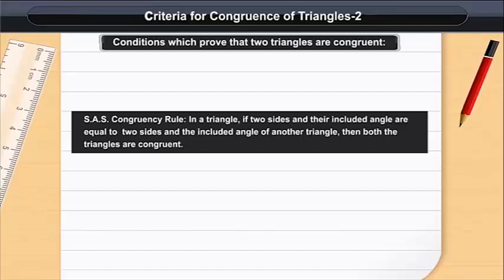SAS Congruency Rule. In a triangle, if two sides and their included angle are equal to two sides and the included angle of another triangle, then both the triangles are congruent.